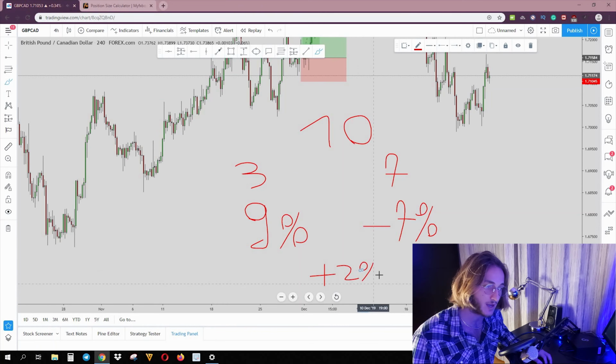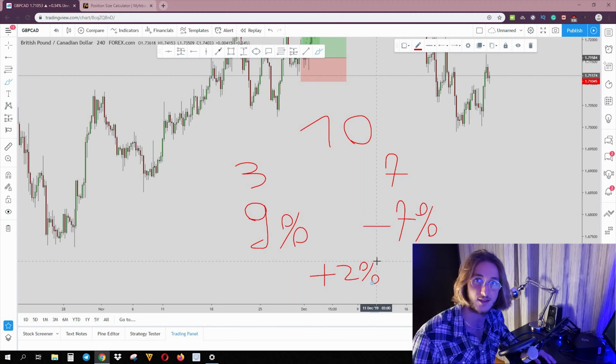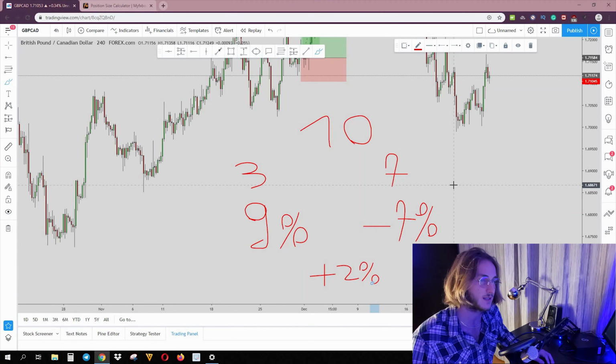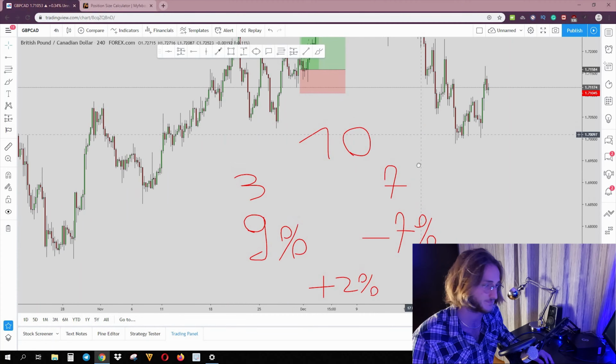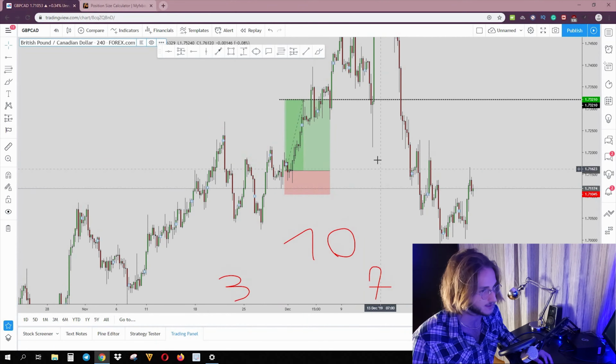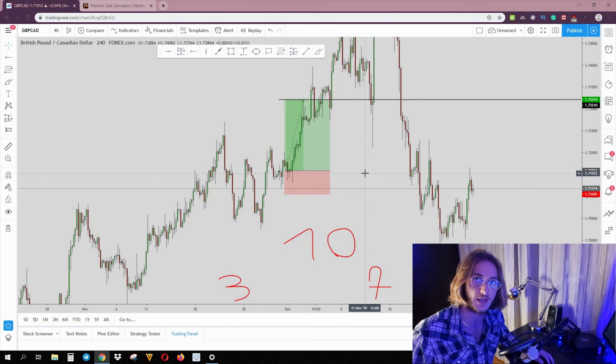So you've been right 3 times out of 10 and you're still in profit. And people think that they need 80%, 90% win rate to actually make money trading. So this is the second very important part. And then comes the third very important part.